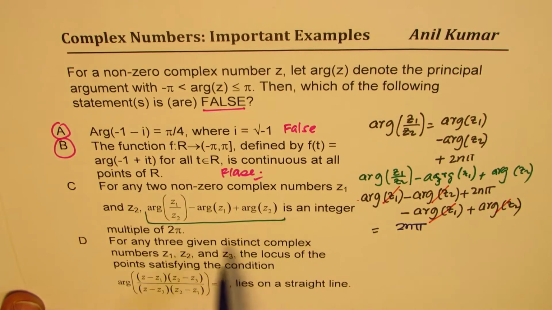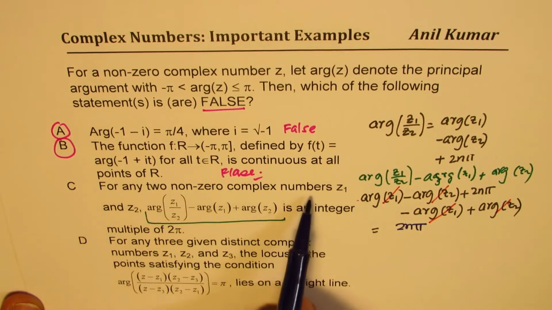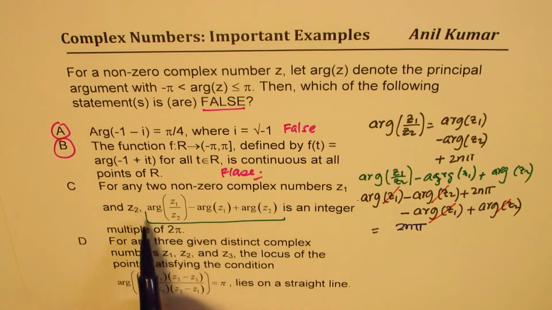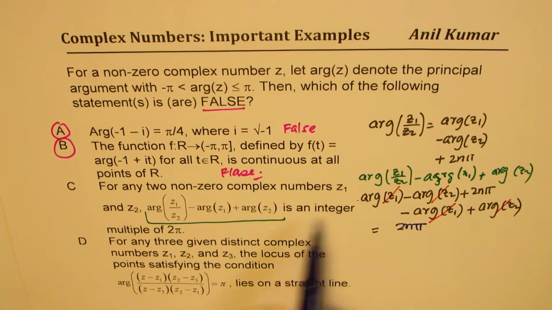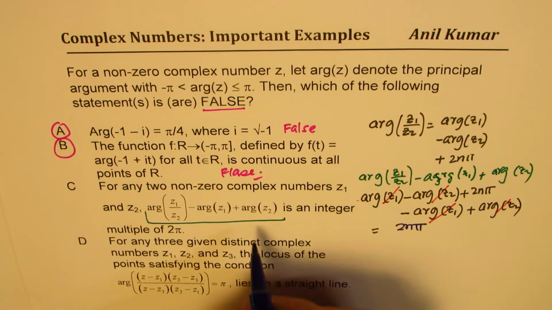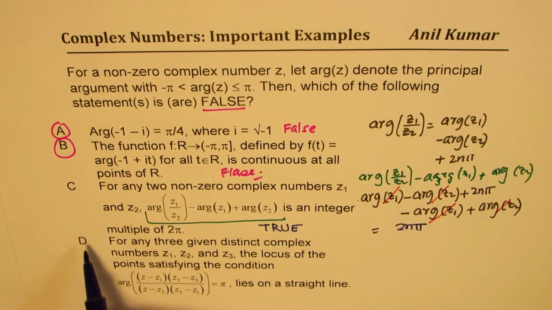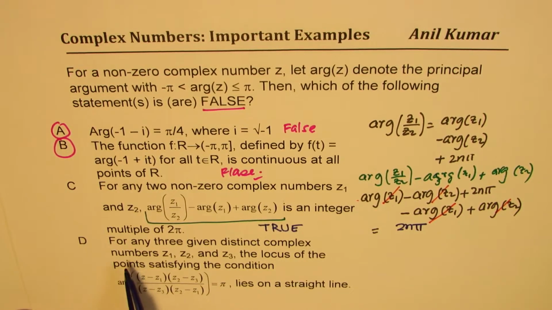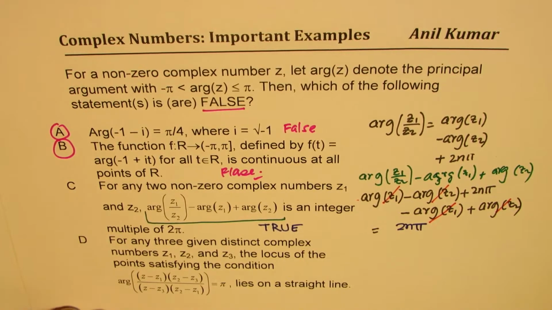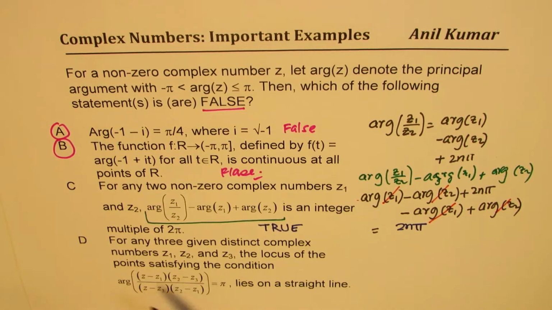Okay. So we say for any two non-zero complex numbers z1 and z2, this particular thing is an integer multiple of 2 pi. That is true. Since it is true, we are not going to circle this one, right? Okay, the last one here is for any three given distinct complex numbers z1, z2 and z3, the locus of the point satisfying this condition lies on a straight line. Well, let's look into this on a fresh page.